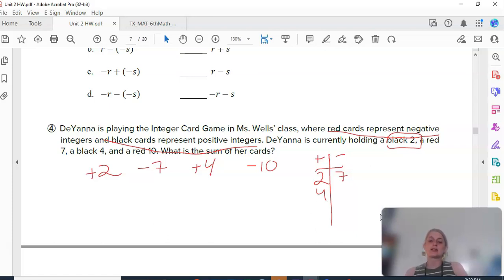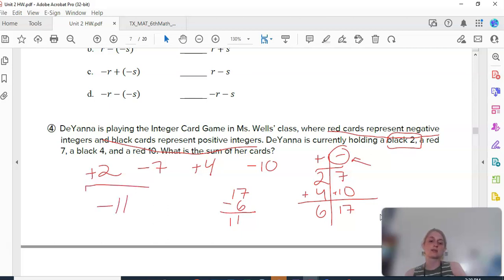7 is negative, 4 is positive, 10 is negative. Add them up when they are on the same side. So we now have 6 positives versus 17 negatives. Negative team wins. Winner minus loser. We have 11 points and they are negative. So our answer is the sum, that means when you add them all up, is negative 11.